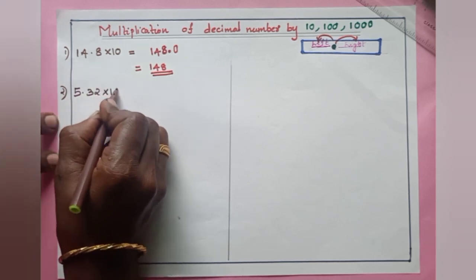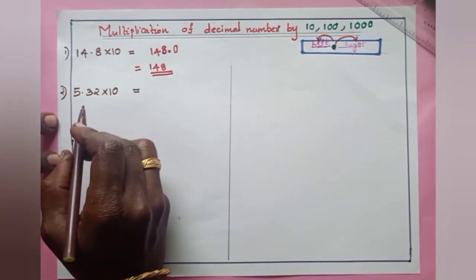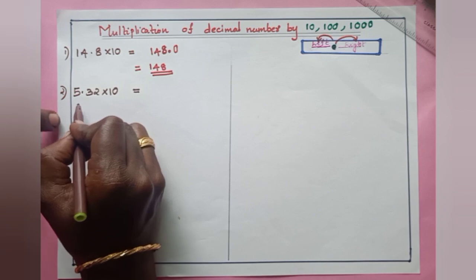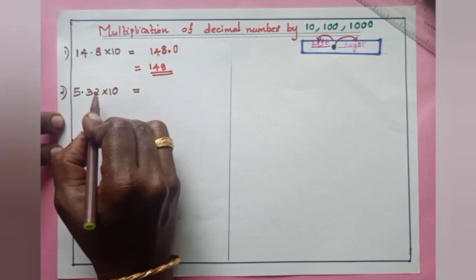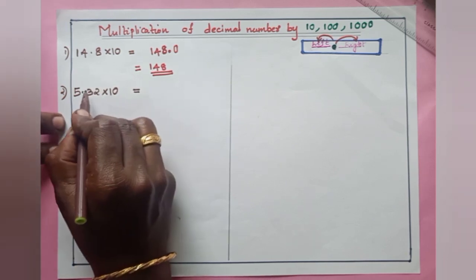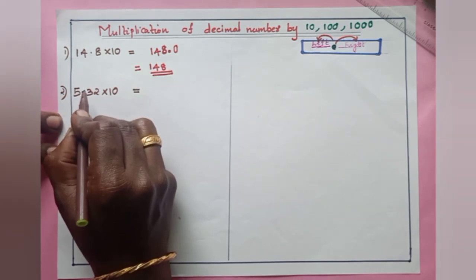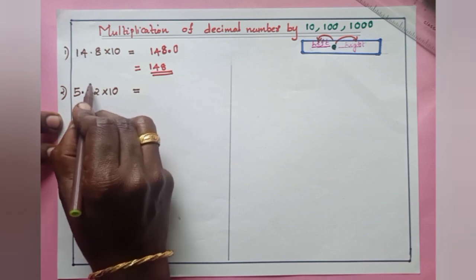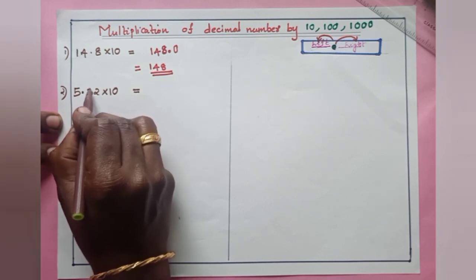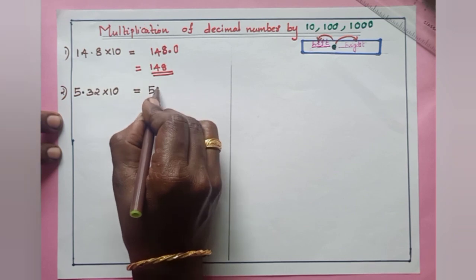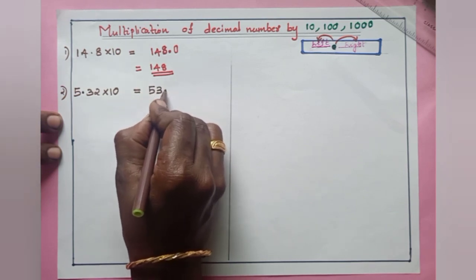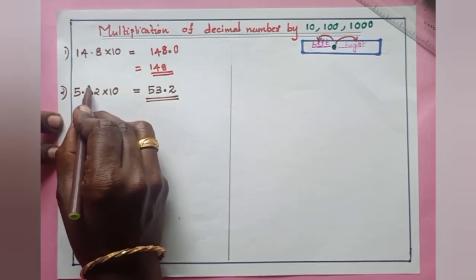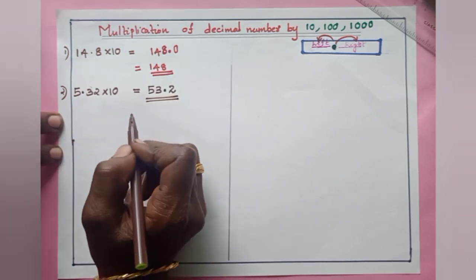One more question. 5.32 into 10 equal. So here the decimal number 5.32 is multiplied by 10. So the decimal point moves to the right by one place. So this is the first place. So we get 53.2. Clear all of you? One place, right, one place.